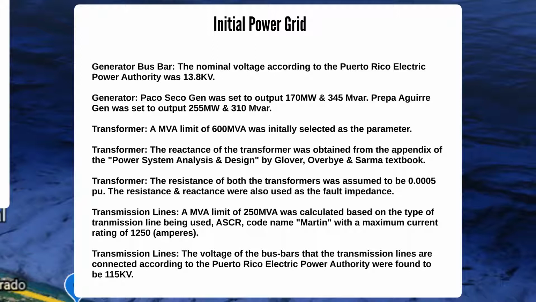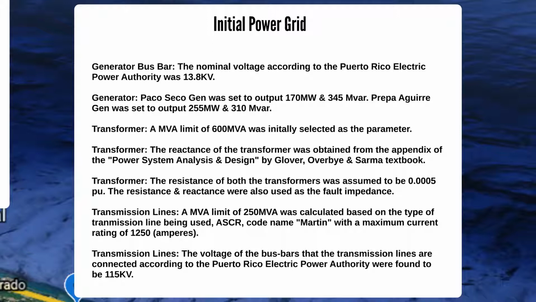Also, the reactance of the transformer was obtained from the appendix of the Power System Analysis and Design book by Glover. Also, the resistance of both the transformers was then assumed to be 0.0005 per unit. The resistance and reactance were also used as the fault impedance.